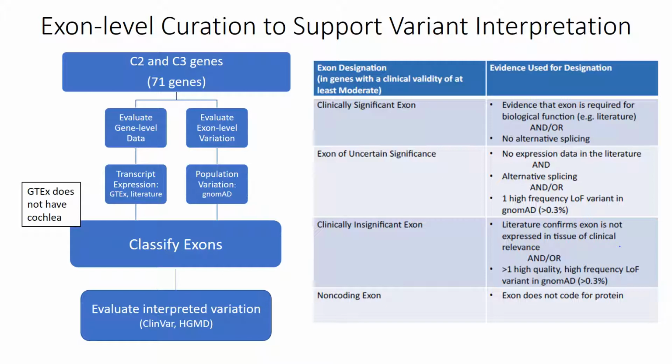Once we classified the exons, we then evaluated interpreted variation by pulling all disease-causing mutations from the Human Gene Mutation Database and all likely pathogenic and pathogenic variants from ClinVar, from submitters with assertion criteria.